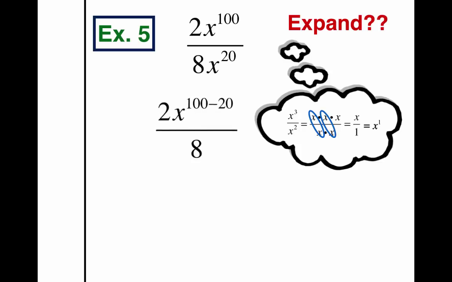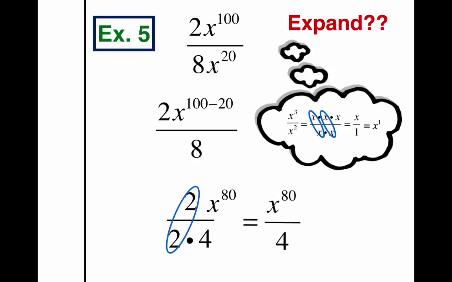Now, the 2 and the 8 is a different story. We're kind of stuck with that. But we have 2x to the 100th minus 20 over 8. In fact, I'm going to break that into 2 times 4 is 8. So I can get rid of the power of 1s. But I have 100 minus 20, which is x to the 80th power. So I get x to the 80th power over 4 as my simplified answer, which was way easier than expanding all those x's out. And there's our solution.